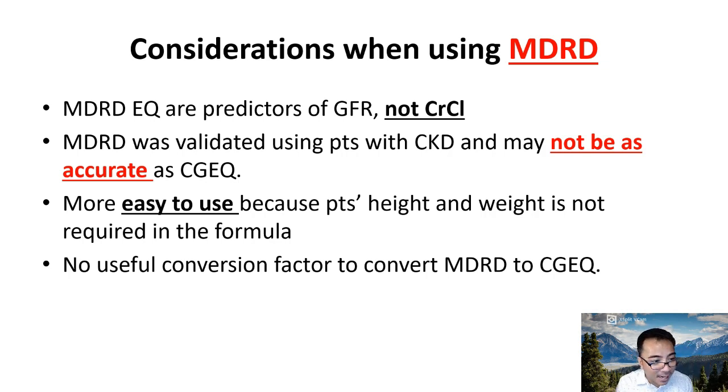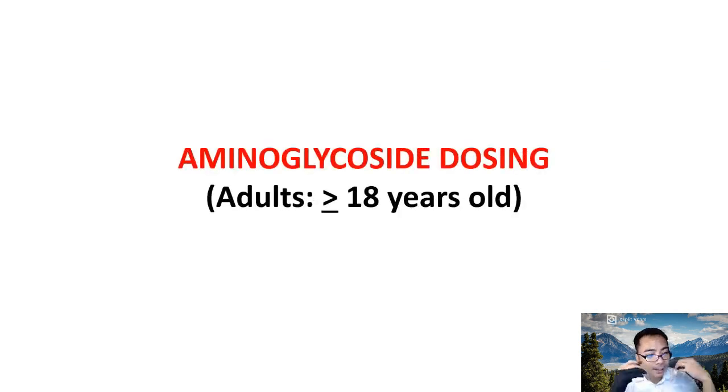So, the thing lang class with MDRD is it's more easy to use because patients' height and weight is not required in the formula, only the age. However, there is no useful conversion factor to convert MDRD and CGEQ. So, ibig sabihin, if you use MDRD for that patient, tuloy-tuloy mo na yan hanggang dulo. Kasi walang conversion between MDRD and CGEQ. Okay? Now, we'll discuss class in a while nga pala how to compute for ideal body weight and adjusted body weight. Alright? Now, let's discuss this time how do we dose aminoglycosides.